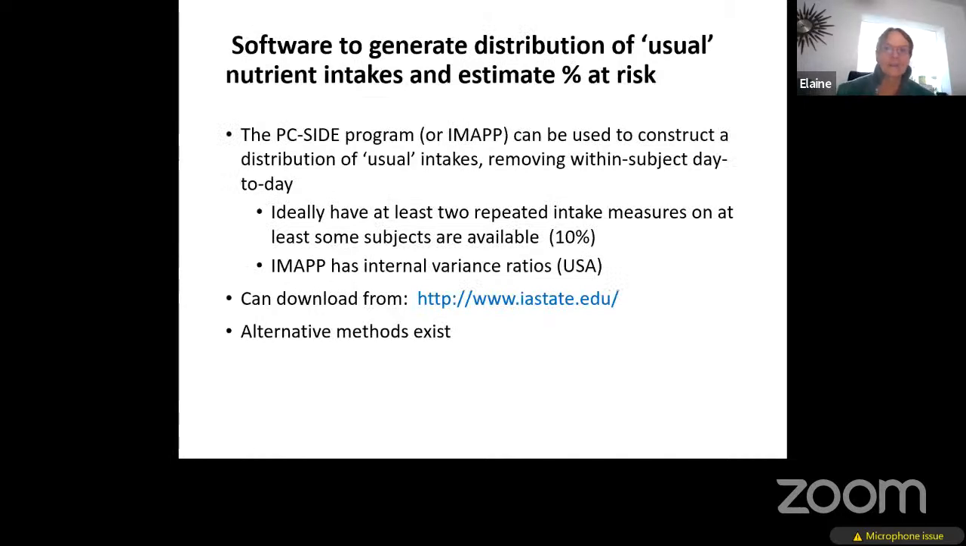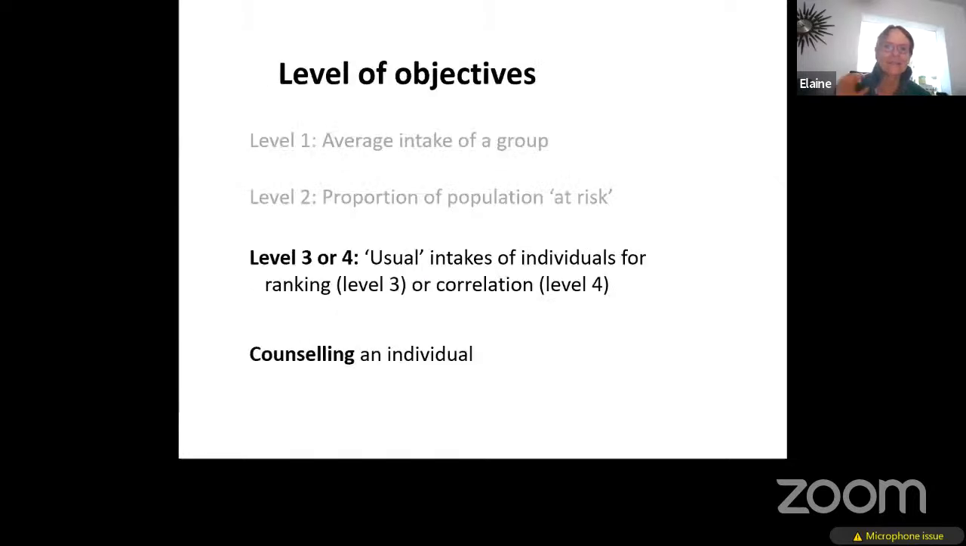There is software available to generate the usual intake distribution and the percentage at risk. I'm sure that you'll be learning how to use this software in your program. The PC-SIDE or IMAP can be used, and this will construct the usual intake distribution as long as you've got repeat intakes, or it can use the internal intakes. So that's looking at the proportion of the population at risk. And I'm sorry I had to rush through there. So there are 2 methods of doing it, and also some software that can help you do that adjustment so that you've got a usual intake distribution.